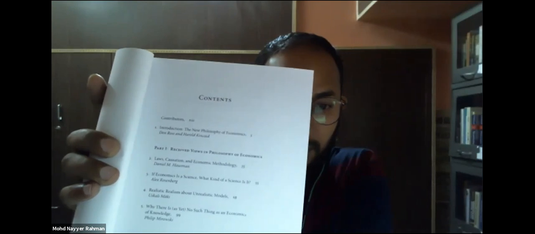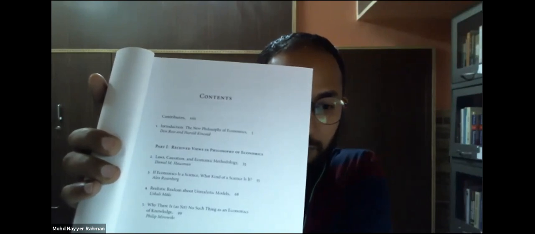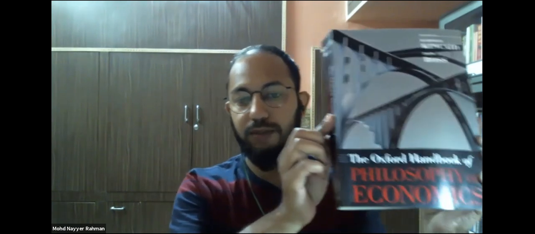If economics is a science, what kind of science is it? Realism about unrealistic models. So models and mathematics are now coming into philosophy. So just don't go with the title. We have very limited understanding of philosophy, and that is what I was talking about. You have rationality, experimental investigation, dynamic modeling, computational economics, causality, invariance, and policy, all coming into this. This is one of the latest books, the Oxford Handbook of Economics.